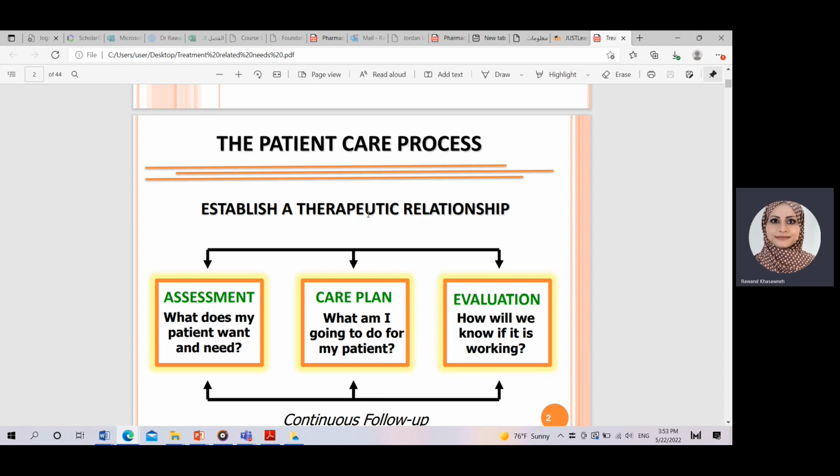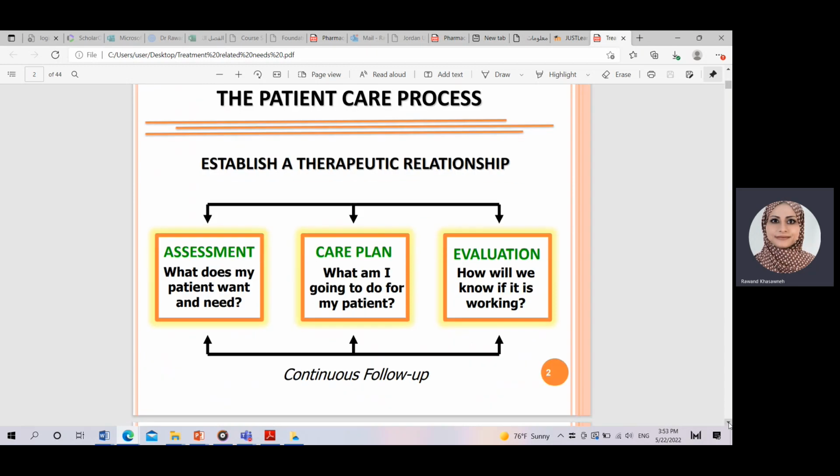So if we have a professional relationship with the patients, then I can assess the needs and the health status of the patient, and we can set up the care plan in order to improve the life of the patients via different therapeutic options and interventions. So that's why the therapeutic relationship was set up at the top of the three different elements that we need to follow when we are developing a care process for different patients.